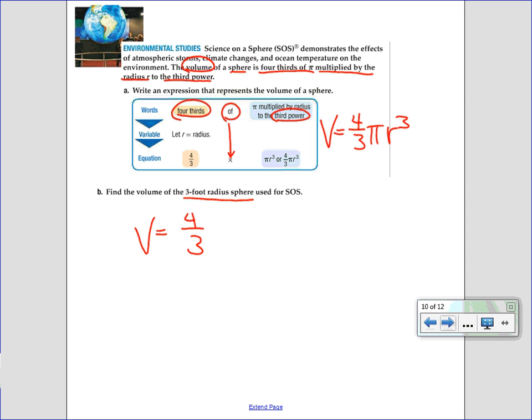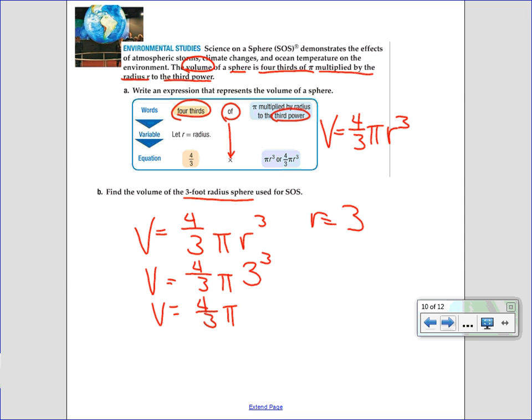4/3 pi times the radius cubed. So the volume of a 3-foot sphere would be 4/3 times pi times the radius, which we know is 3 cubed. Right? r we know equals 3. 3 times 3, 3 to the power of 3, excuse me, is what? 3 times 3 is 9, times 3 is 27.